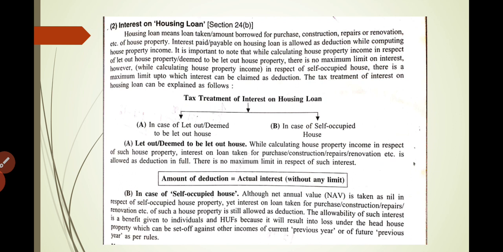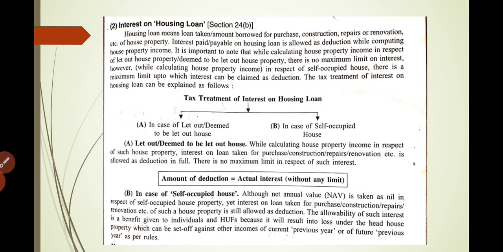Next, the second part, that is interest on housing loan. Interest on housing loan means loan taken or amount borrowed for purchase, construction or repair, renovations of houses, etc. Interest paid or payable on housing loan is allowed as deduction while computing house property income. So clear? There are two divisions, two tax treatments, that is in the case of let out house and in the case of self-occupied houses.